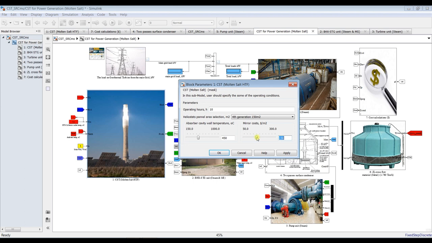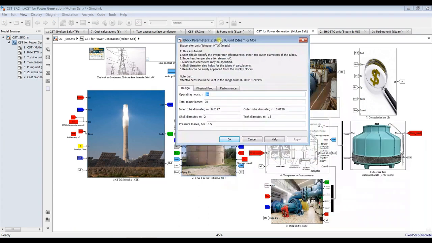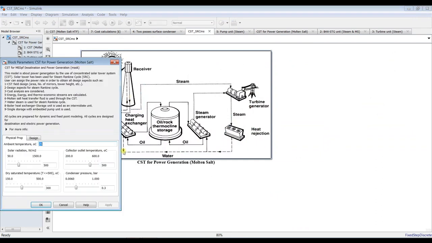around $200 per square meter. Absorber cavity temperature is around 400, 450, 500, no more than this. Let's hit apply. For the boiler heat exchanger, you can adjust design aspects, such as the tube diameter, or for physical properties, the superheat temperature, which is supposed to go directly to the turbine unit. Suppose it's 400. This is 400 because your dry saturated temperature is 300.